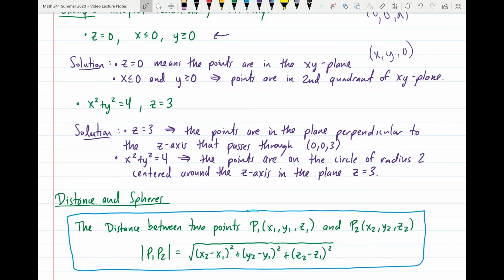That's the plane that we're going to be talking about, so I know my points have to be inside of that plane. And the fact that x squared plus y squared is equal to 4 means that the points have to be on the circle of radius 2 that's centered around the z-axis. And by our first condition, it's also going to be in the plane z equals 3.